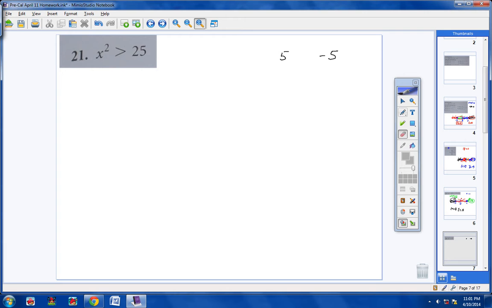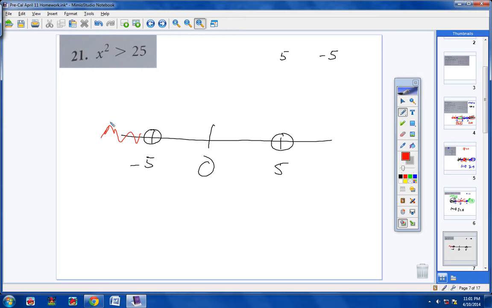Okay, so let's quickly put those on a number line. Here's my 0, here's my 5, here is my negative 5, and both of these points will be open. And let's go ahead and test this region here first, or this section going to the left. We're going to test negative 6. Well, negative 6 squared is 36, and 36 is greater than 25, so this section here does work. Now let's check the section between negative 5 and 5. We're going to test 0.